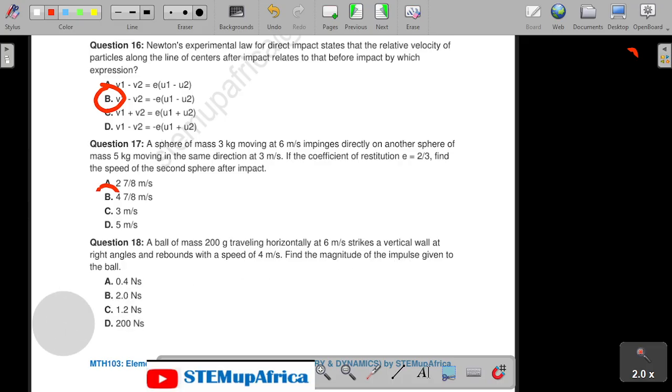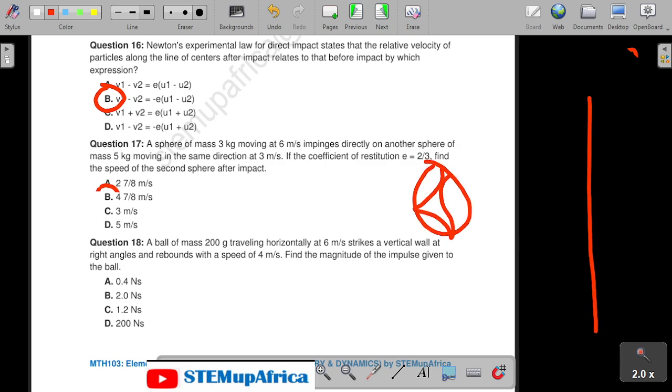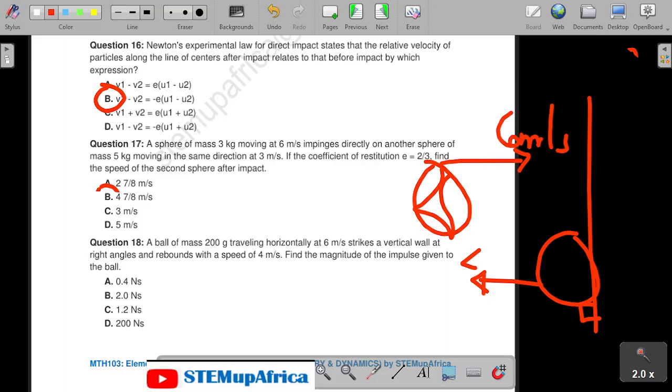So let's go to question 18. A ball is traveling horizontally at this, strikes a wall at right angle and rebounds with this. Calculate the impulse. One important thing, sometimes it's good to sketch the diagram to know the direction. This ball is traveling like this. It hits the wall at right angle, meaning perpendicular, and travels back. First it was 6. It moved back at 4. The same ball moved back at 4.